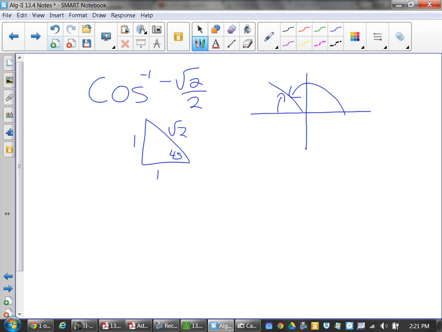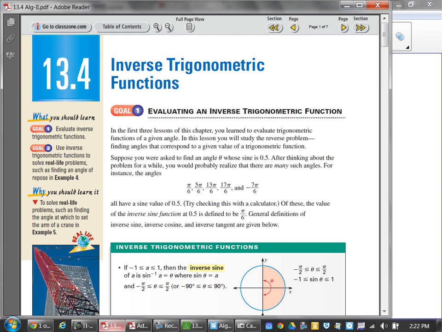Cosine? No, cosine is second quadrant. So it's 135 or is it 3 pi over 4? Okay. It takes a little getting used to here.